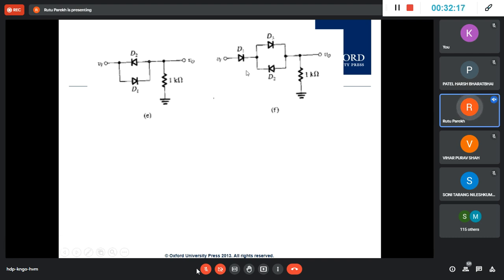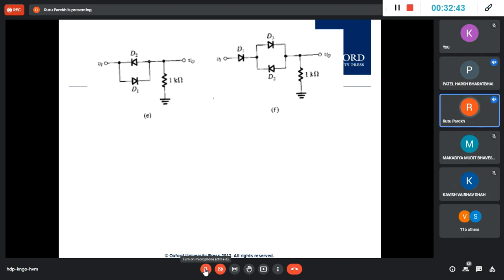Then similarly here, let's assume there are two gates, and this is the first gate. If it can pass through the first gate, it will pass here. Then we have to think of the next stage. So when you have the positive half, is D1 conducting or not conducting? Conducting.